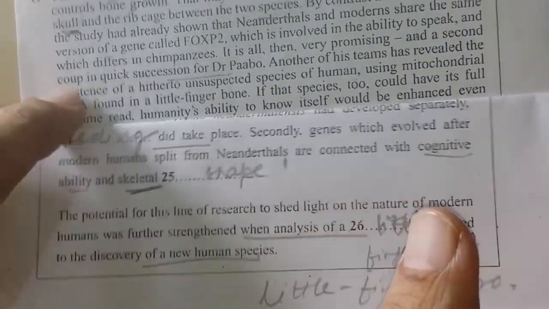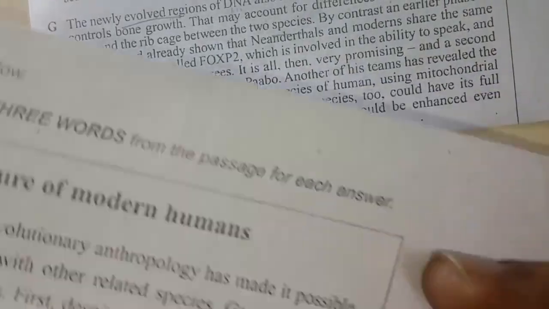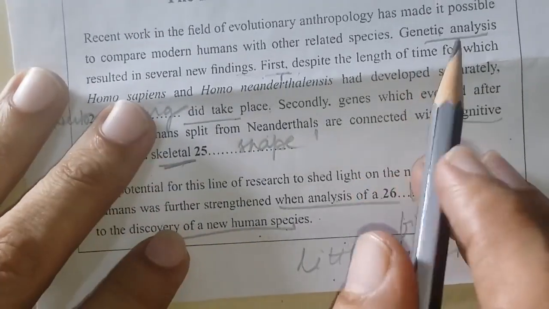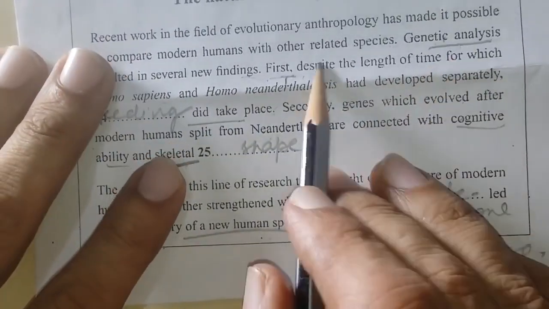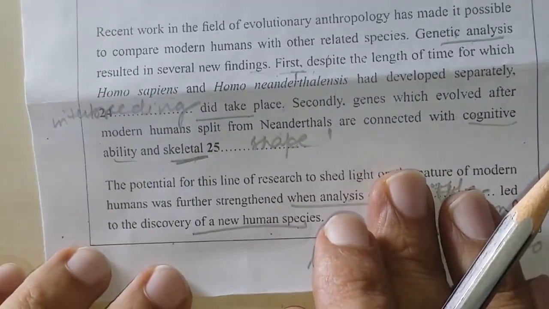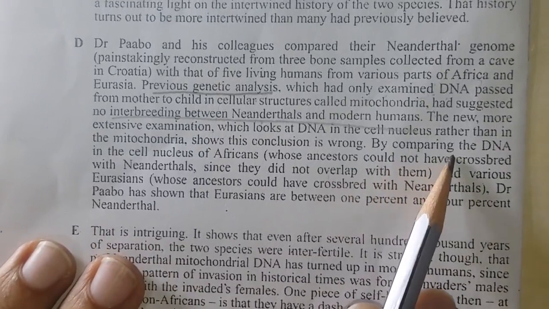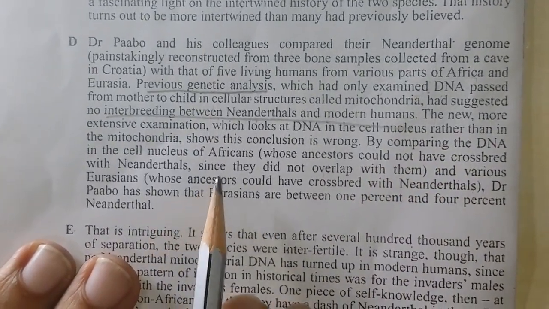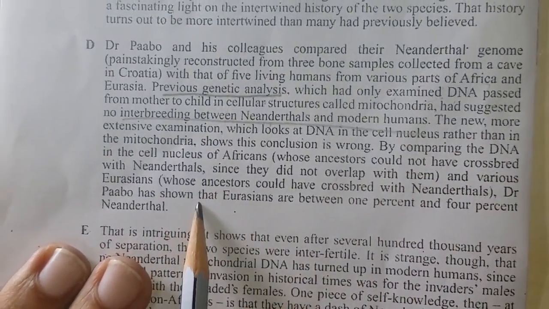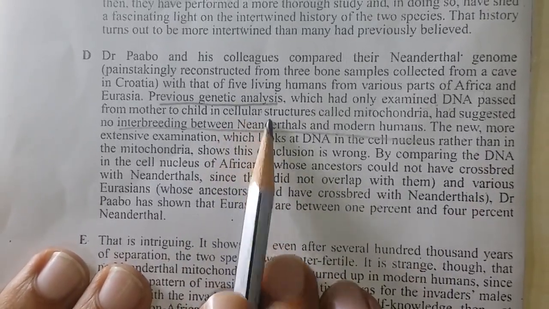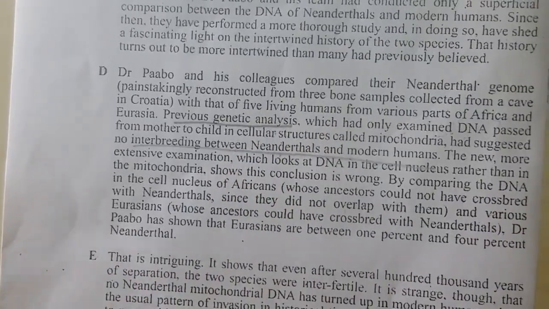Now let's see how I got them. First I told you that I looked for the words genetic analysis. I searched first, and the second, these questions are based on genetic analysis. So let's go to the genetic analysis. He said, by comparing the DNA of the cell, various, we got genetic analysis here. Now check from where I got the idea.